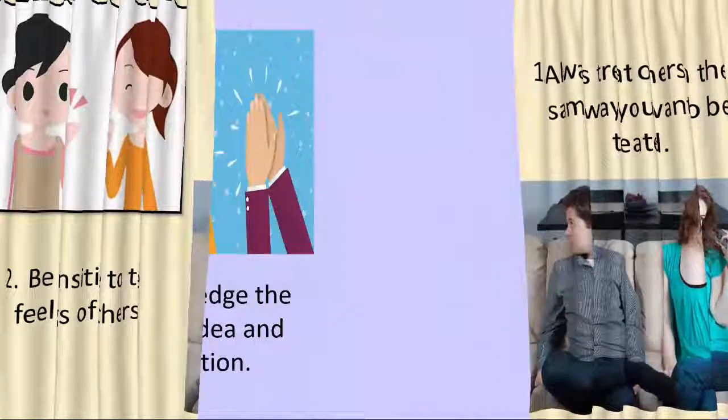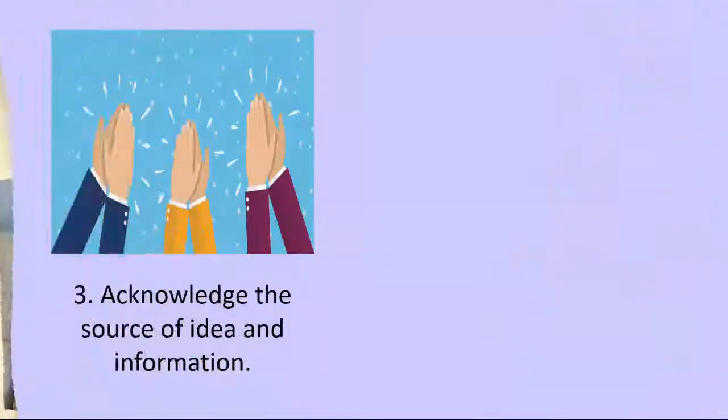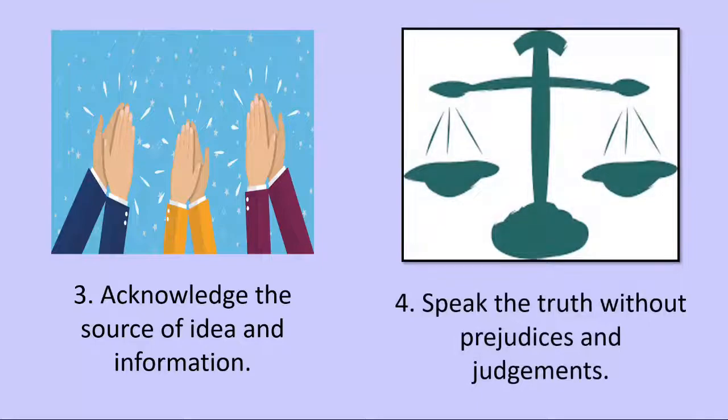Alright, third one, acknowledge the source of idea and information. Okay, so it's very unethical to just copy and paste information from the internet and then you don't acknowledge the author of the information. So it's actually as if you're owning the information. So it's very unethical. Plus, it's wrong. No, it's very wrong. That's why when we quote somebody, again, it's important to acknowledge the author. That's why I really hate plagiarism.